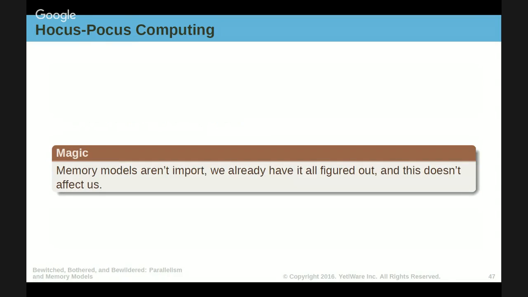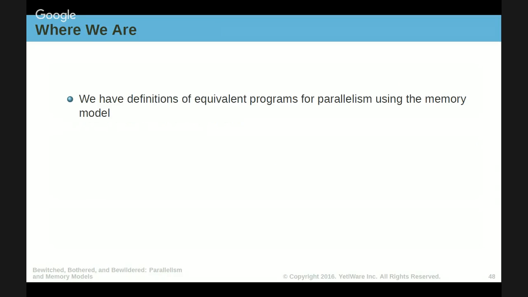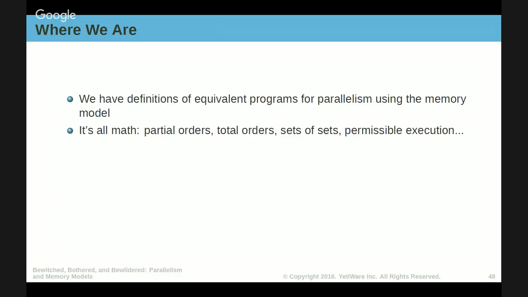So, one view is that memory models aren't important. We have it all figured out. Doesn't affect us, etc. But where we are right now, today, is that we have definitions for how equivalent programs work. It's math, so we have partial orders, total orders, sets of sets, permissible execution. It's about 45 pages of just density, laying down definition, definition, definition.